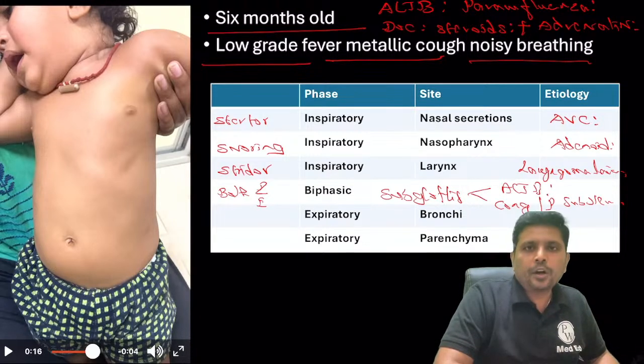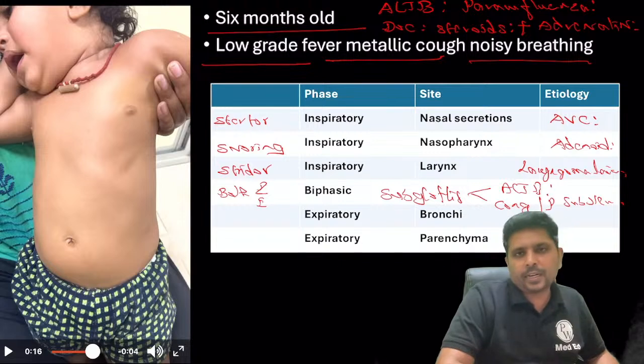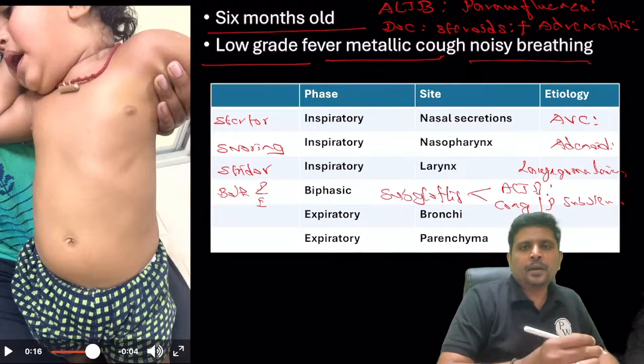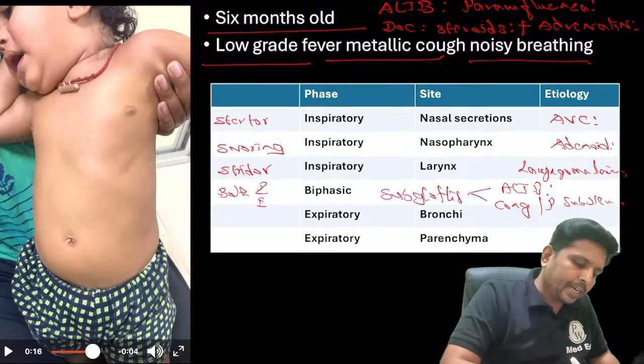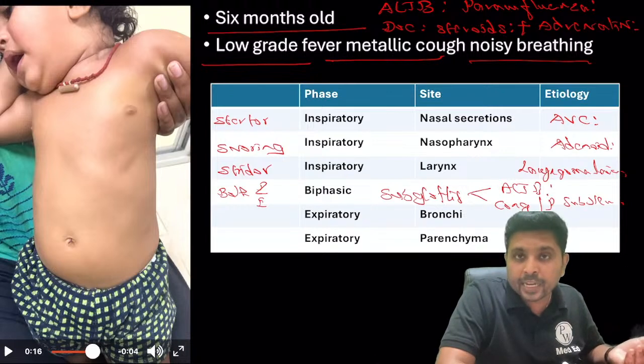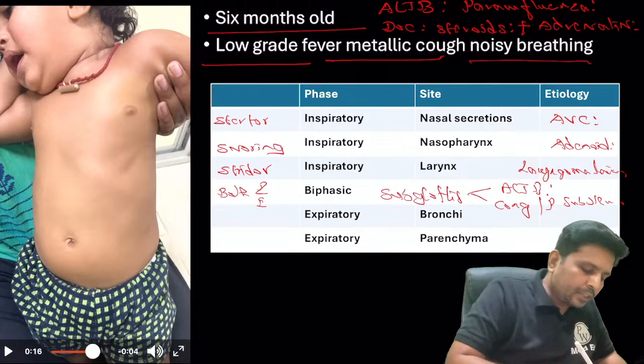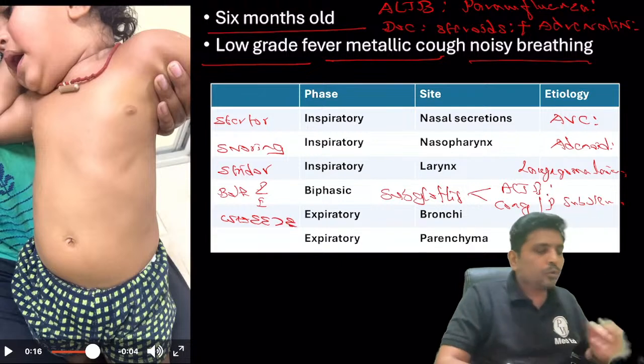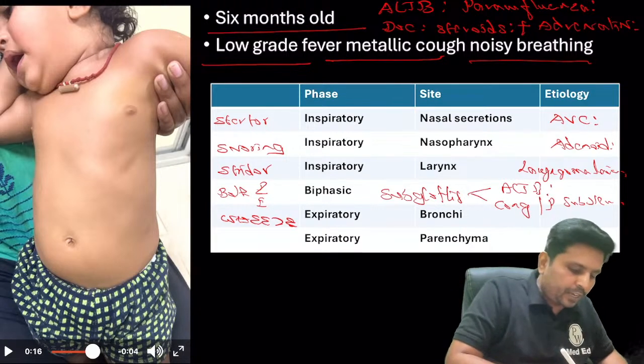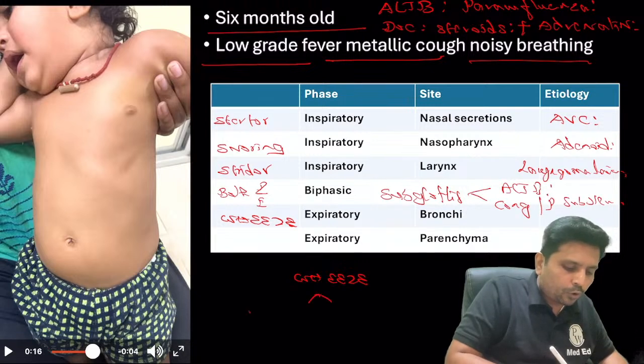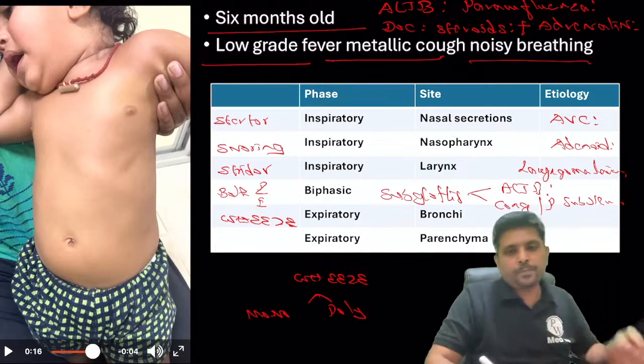And finally, when you have expiratory sounds, two expiratory sounds you can have. One is rhonchi or wheeze, which occurs as a result of asthma. So expiratory, when it arises from bronchial constriction, it is usually wheeze. Wheeze is divided into two types. One is monophonic wheeze. Another is polyphonic wheeze.